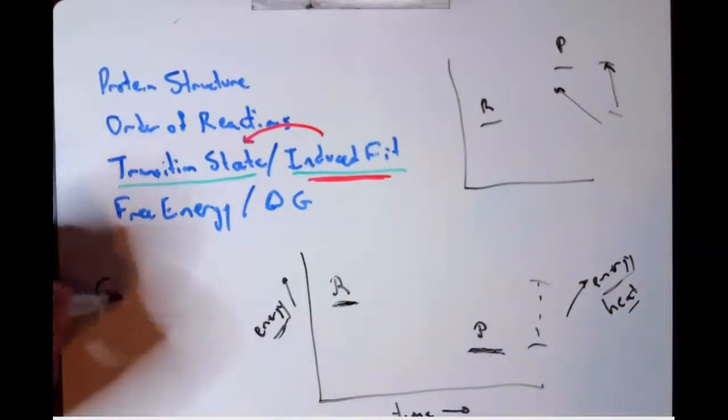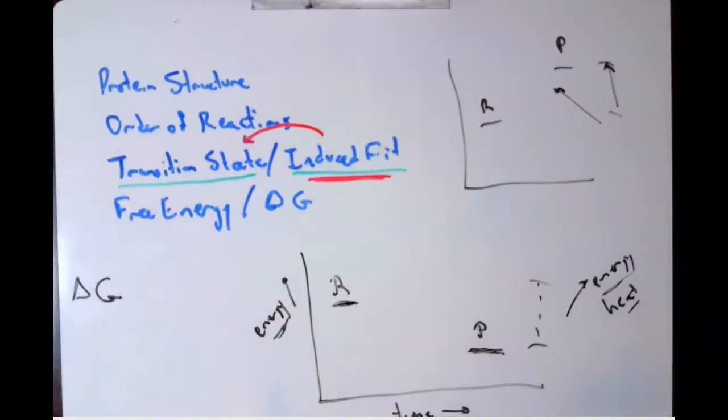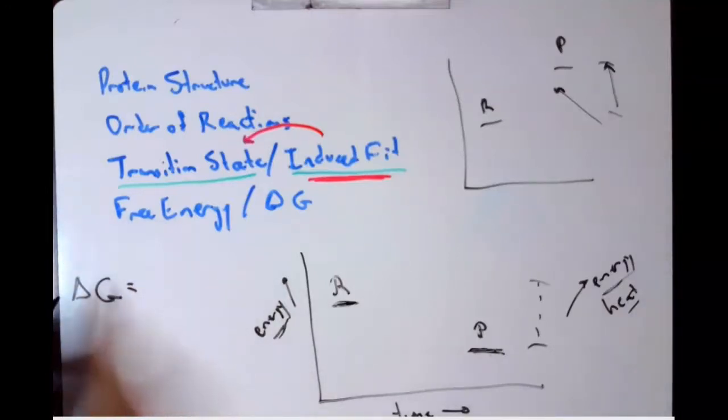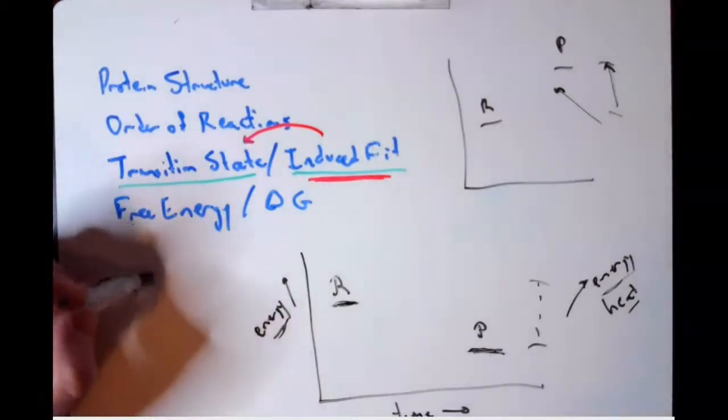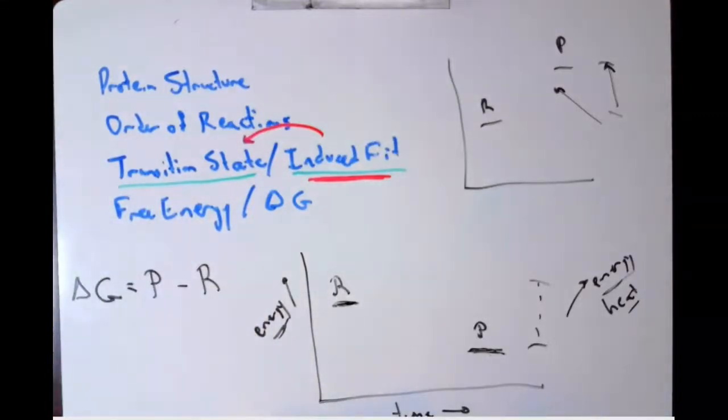So if we use the term G for energy and we use the term deltaG for a change of energy, we can have a pretty simple formula in our back pocket, which is the change in free energy of any reaction that we will consider is the energy of the products minus the energy of the reactants.